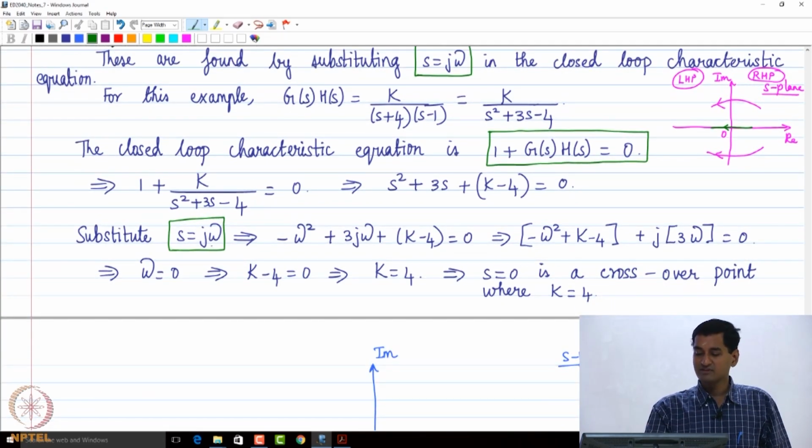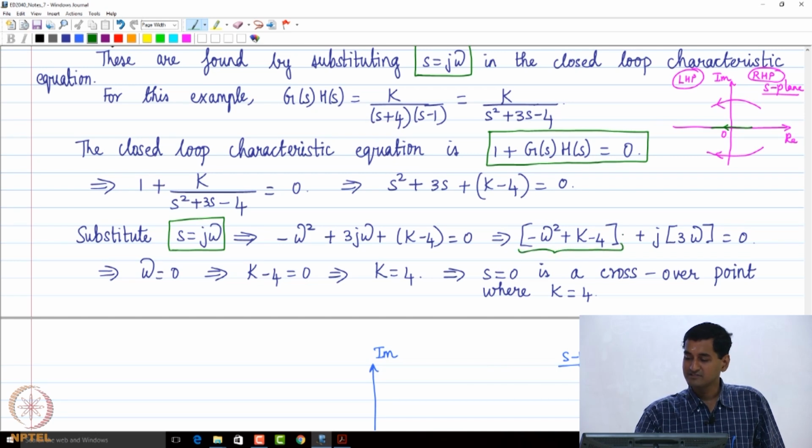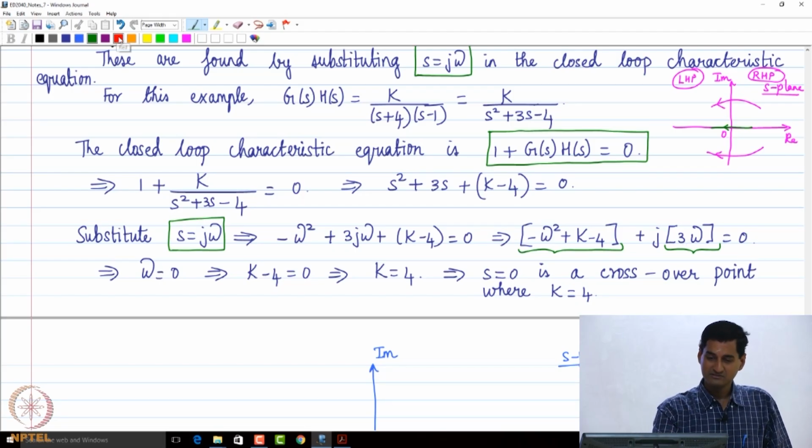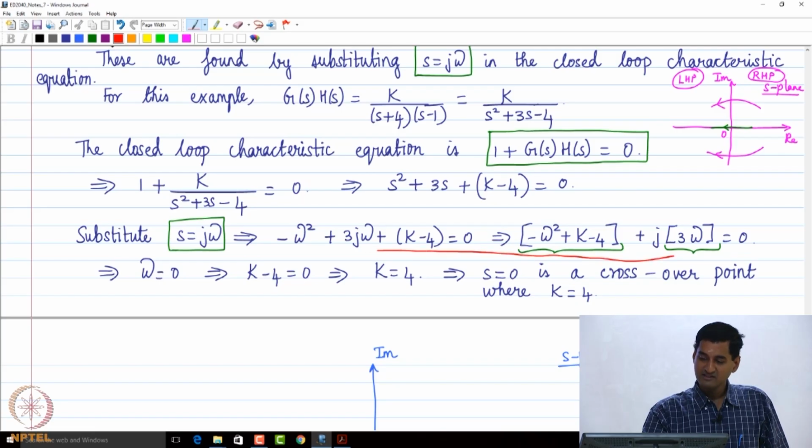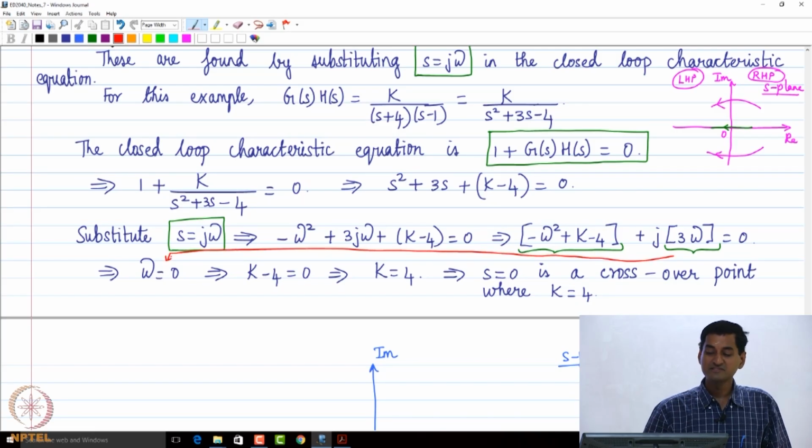So we substitute s equals j omega. s squared becomes minus omega squared, then we get 3j omega plus k minus 4. Then we collect the real part and the imaginary part. The real part is minus omega squared plus k minus 4, and the imaginary part is 3 omega. When this complex function is equal to 0, the real part should be 0 and the imaginary part should be 0. From the imaginary part I can immediately figure out omega is 0. That's one potential solution for omega.